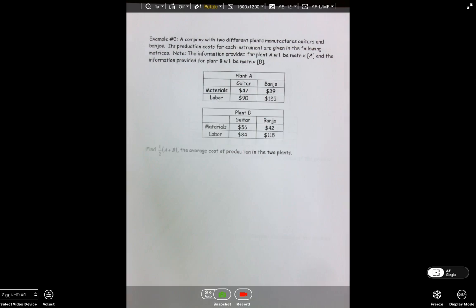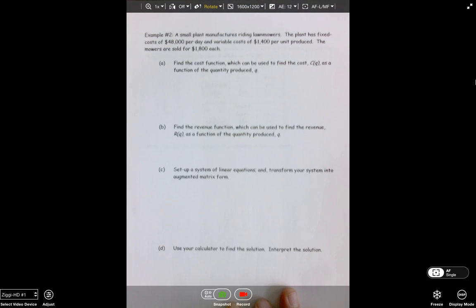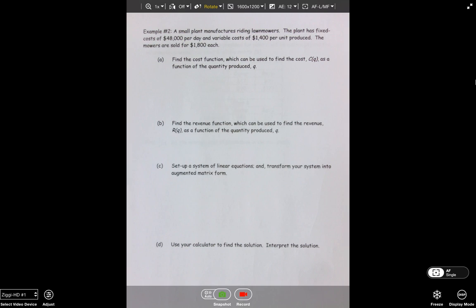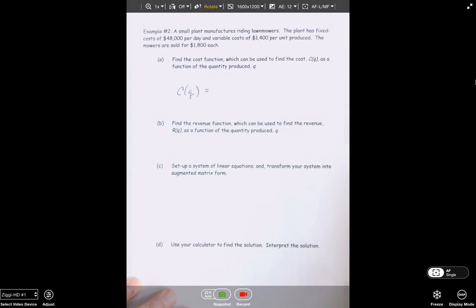Let's get into another type of problem. All right, so a small manufacturing plant manufactures riding lawnmowers. The plant has a fixed cost of $48,000, variable cost of $1,400. The mowers are sold for $1,800 each. Find the cost function. This is really, really easy, because there's really not a quantity given.